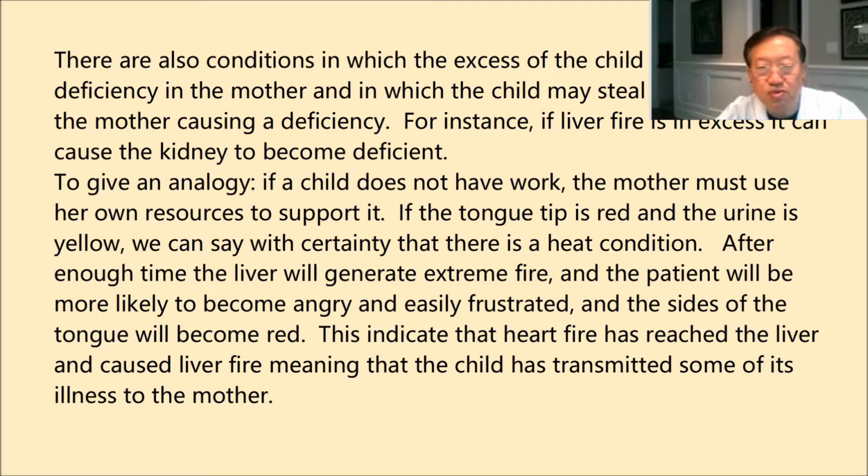There are also conditions in which the excess of the child may cause deficiency in the mother, in which the child may steal from the qi of the mother, causing a deficiency. For instance, if liver fire is in excess, it can cause the kidney to become deficient. To give an analogy, if a child does not have work, the mother must use her own resources to support it. If the tongue tip is red and the urine is yellow, we can say with certainty that there is a heat condition. After enough time, the liver will generate extreme fire and the patient will be more likely to become angry and easily frustrated, and the sides of the tongue will become red. This indicates that heart fire has reached the liver and caused liver fire, meaning that the child has transmitted some of its illness to the mother.